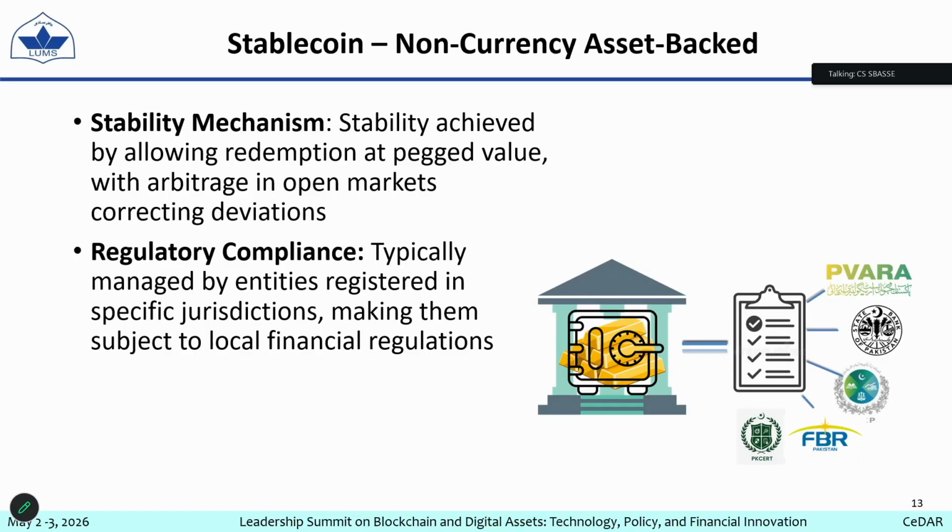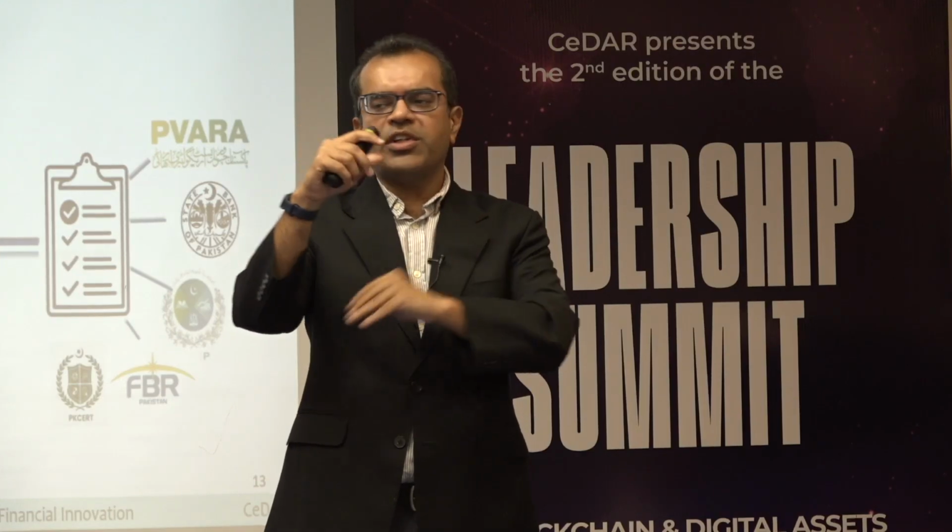The stability mechanism is achieved in the same way as it's done with the fiat based stable coins. If, let's say, the Pax Gold stable coin starts trading below 1 troy ounce of gold, there's an arbitrage opportunity now to buy that coin and sell it to buy 1 troy ounce of gold.